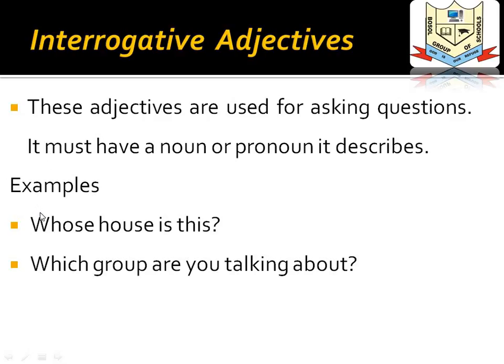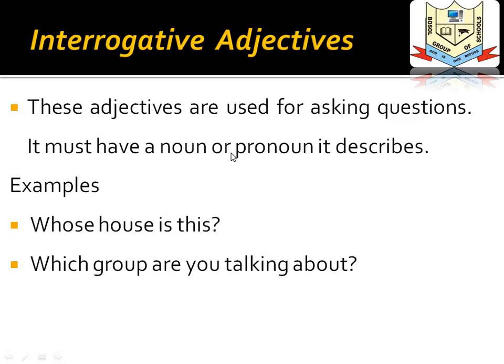For examples, we have whose house is this? Whose here is an interrogative adjective used to ask the question here, and it describes the noun house. Another example here, which group are you talking about? The interrogative adjective here is which, and group is also a noun. Which group are you talking about?